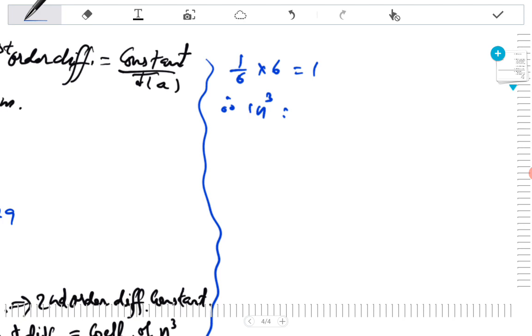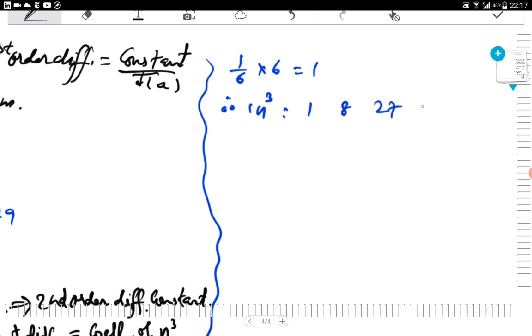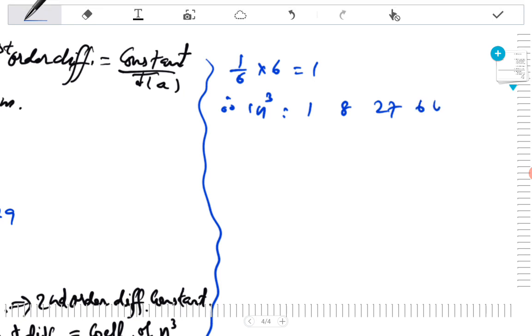And if you try different values of n, 1 into 1 cube is 1, 1 into 2 cube is 8, 1 into 3 cube is 27, 1 into 4 cube is 64, and 1 into 5 cube is 125.